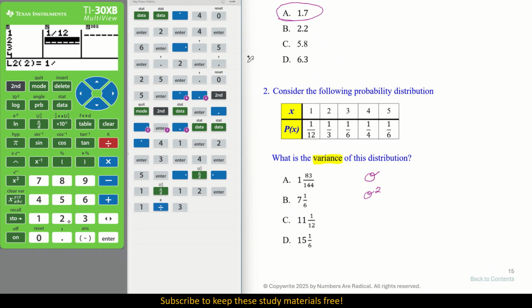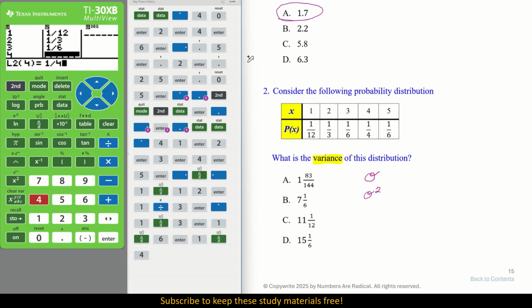1 divided by 3. Instead of using the fraction, I use the division symbol. Watch this. It changes it to a decimal. Okay. It does make a difference in some situations. So I'm going to say 1 fraction 3, enter. Okay. All right. So 1 fraction 6, enter. 1 fraction 4, enter. And 1 fraction 6, enter again. Okay. We have it set up.